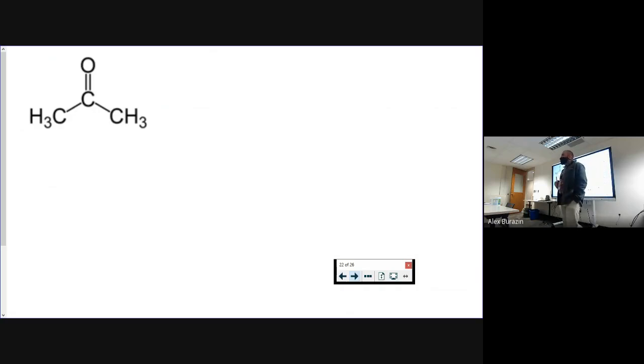Slightly different representation. What's the functional group? This is a ketone. Double bonded oxygen in the middle of your carbon chain. How do we name a ketone? Start with propane, drop the E, and replace the E with ONE. So this turns into propanone. Propanone.